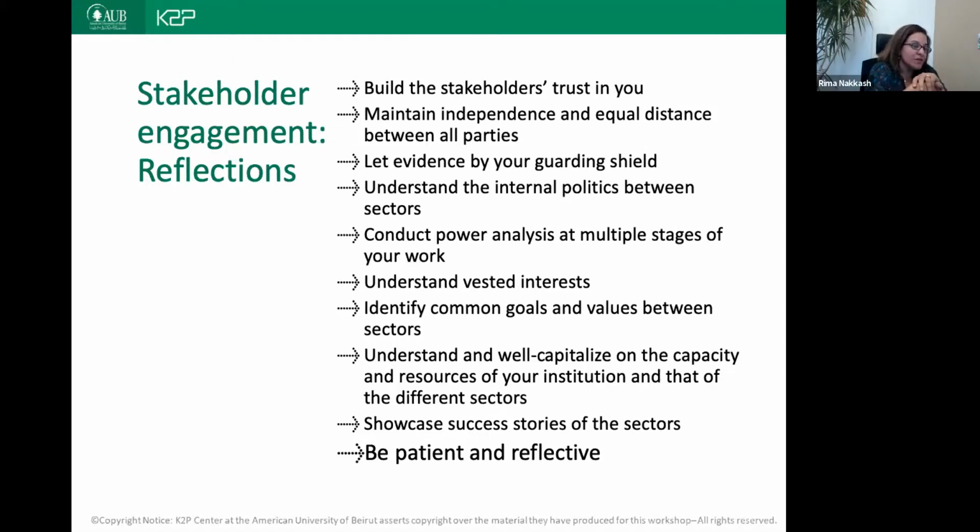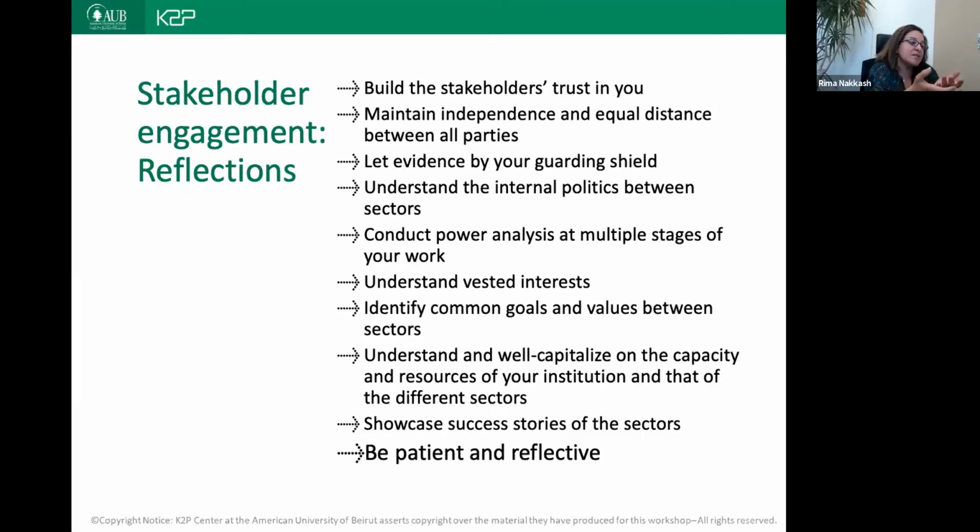It was mentioned earlier that often advocacy campaigns are on issues that are contentious, and there are a lot of contested debates, with people coming in with arguments against and for various policies. So it's very important to use the evidence as a guarding shield and understand in various sectors what could be the internal politics, particularly when we talk about interministerial involvement in a specific policy issue. What are the politics between those sectors?